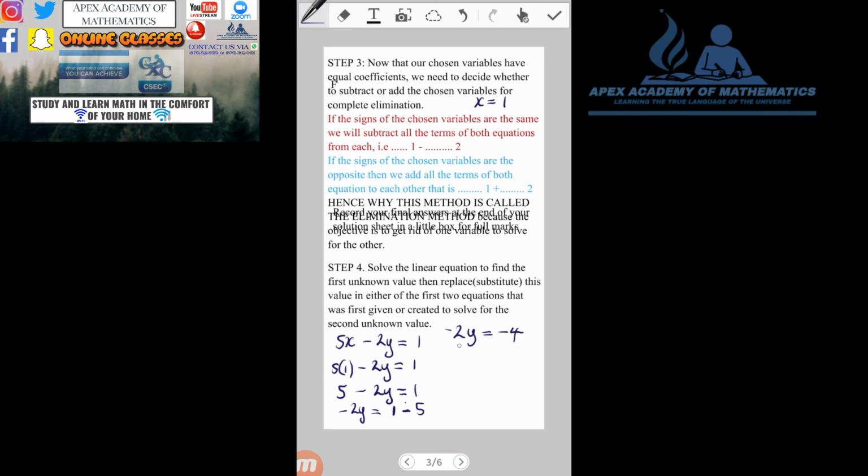All right, so if I divide both sides by minus 2, let me just write that in a different line so you all don't get confused. So we have minus 2y divided by minus 2 is going to give me minus 4 divided by minus 2, and when I cancel that out, I'm going to get y is equal to, negative divided by negative is positive, so 4 divided by 2 is going to give me 2. All right, so I've got my answer to be y is equal to 2.